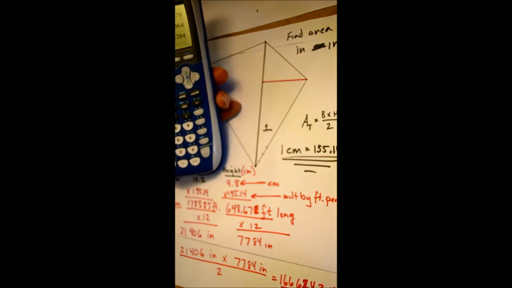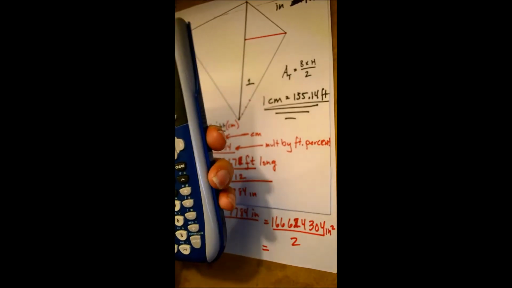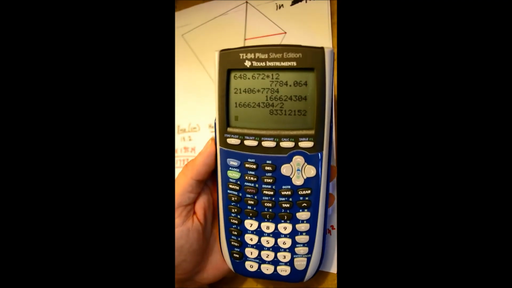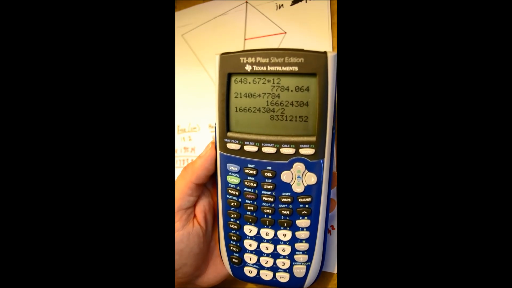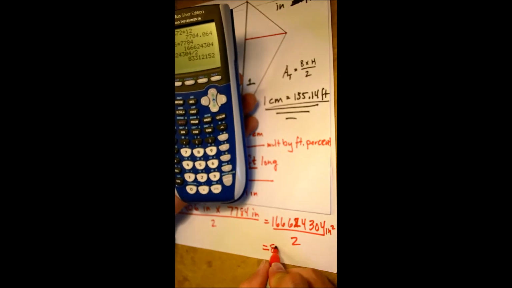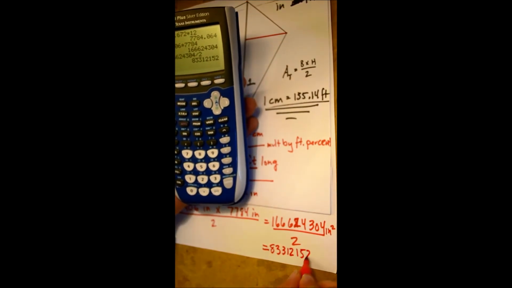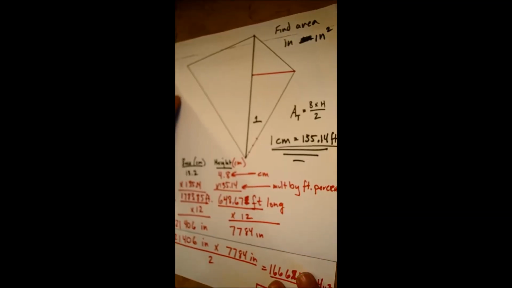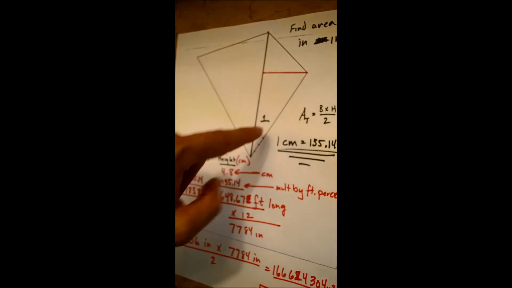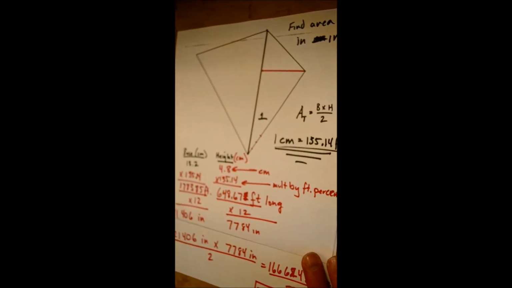And now we have to look at our units. Our units say inches times inches, and so we know this is in inches squared. And that's how we know we're getting the area correct, that it's an area, because we've just squared our units. Now let's take this number and divide it by 2. 83,312,152 inches squared. And that is the area in square inches of that first triangle. And make sure you check your own computations with kind of what we have there. You'll be all right.